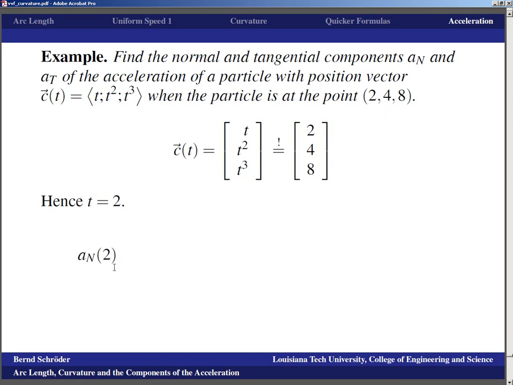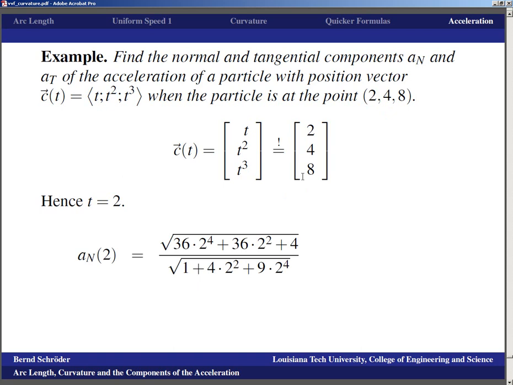And so that means that we now figure out a_N of 2, which means we plug in 2 into that big old ugly formula we had on the previous panel. And so that's 36 times 2 to the fourth plus 36 times 2 squared plus 4. Is there a nice way to work that out? Let's see. 2 to the fourth is 16. 2 squared is 4. So this is just 20 times 36, which is 720 plus 4. So the numerator should be square root of 724. And the denominator, well, similar story here. Let's see. 2 to the fourth is 16.